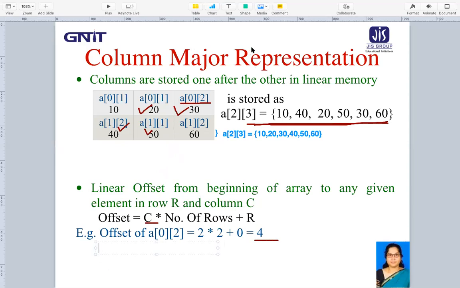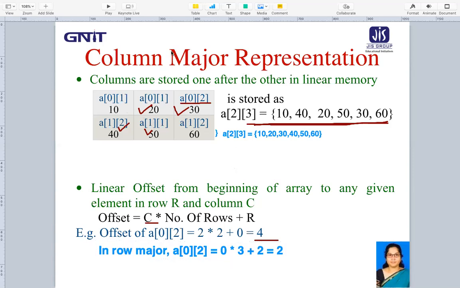Now if we talk about the row major representation, the offset of A02 would have been row number 0 into number of columns, which was 3, plus column number, which was 2. So 0, 1, 2. So it is 2 elements apart. So this is the difference between the row major and the column major representation.